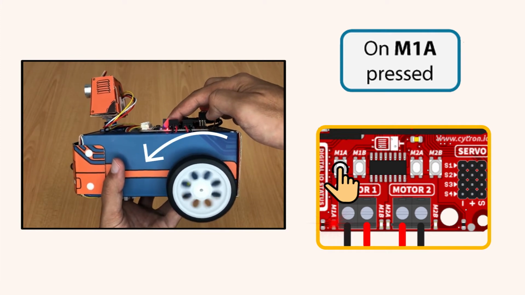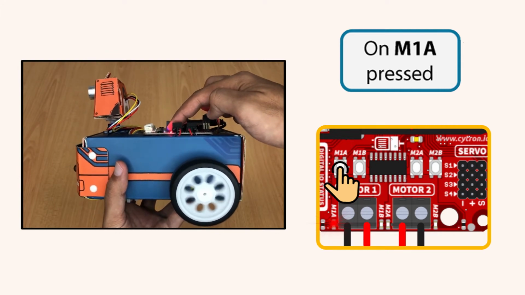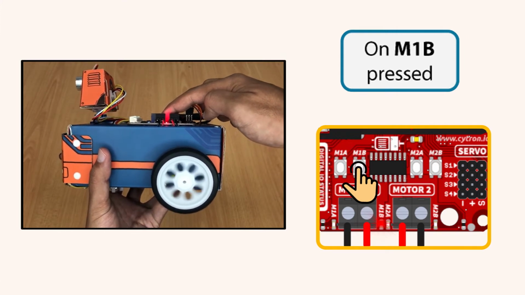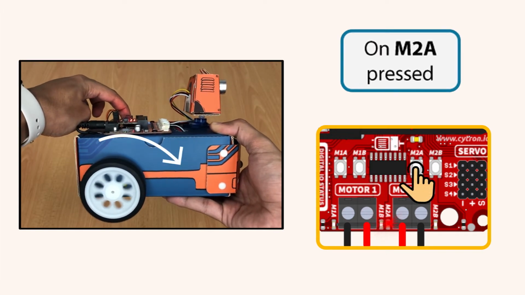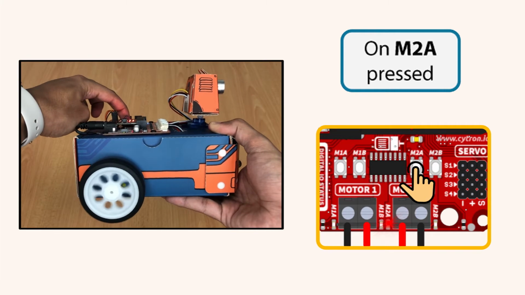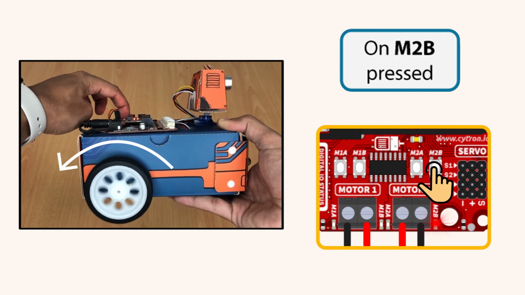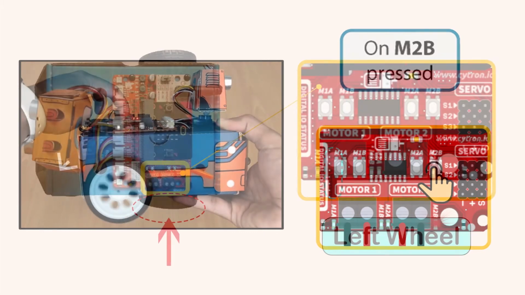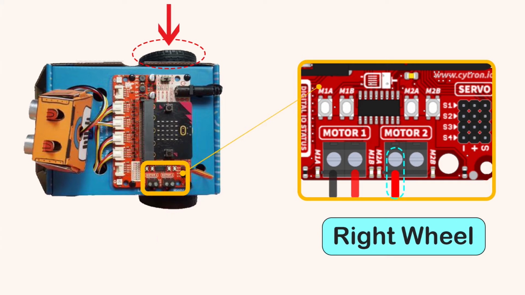Alright, now let's press on the buttons and check the spinning direction of the wheels. If we press on M1A, we should see the left wheel moving counterclockwise. If we press on M1B, we should see the left wheel moving clockwise. And if we press on M2A, we should see the wheel on the right side moving clockwise. And if we press on M2B, we should see the right wheel moving counterclockwise. So, if the wheels are not spinning in the direction as shown with the animated arrows, you need to check and correct the connection of the DC motors.